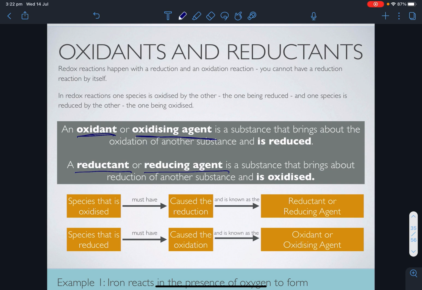Okay, so the species that is oxidized must have in partner caused the reduction, and is also known as the reductant or the reducing agent. The species that is reduced must have caused the oxidation, must have caused the partner to happen, and so it's known as the oxidant or oxidizing agent.